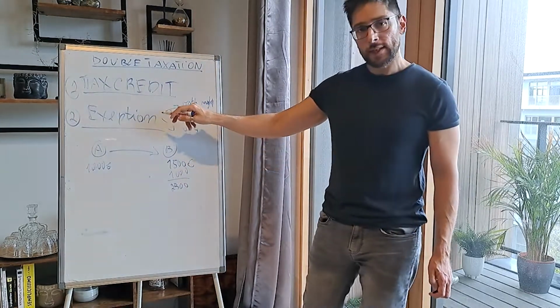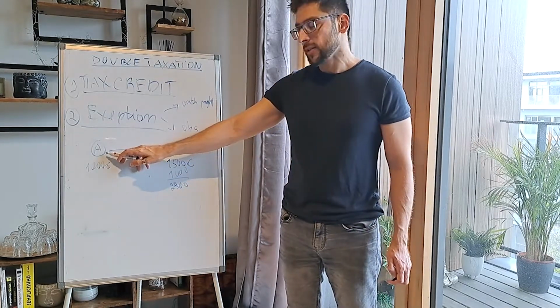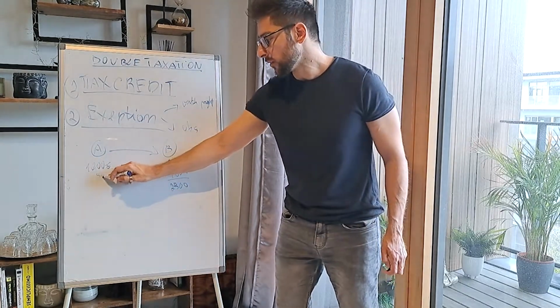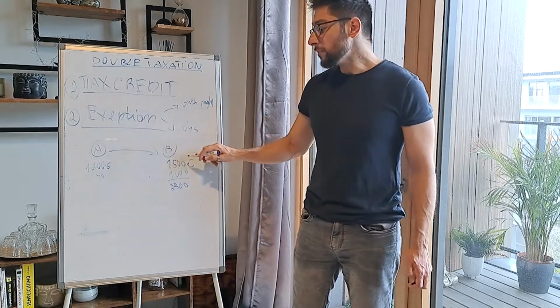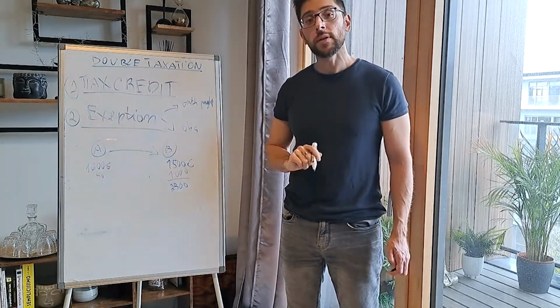But since we are using the exemption method, country B says, since you have already paid taxes in country A, maybe you pay 50 over this 1,000, I'm not gonna tax you on this 1,000. This is how the exemption method works.